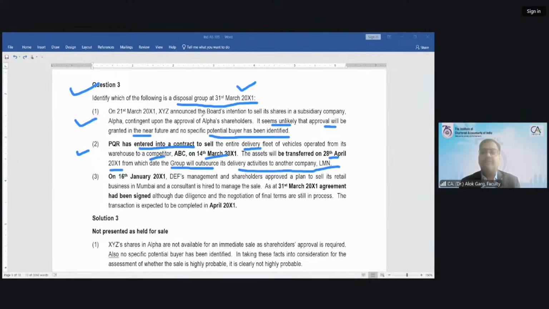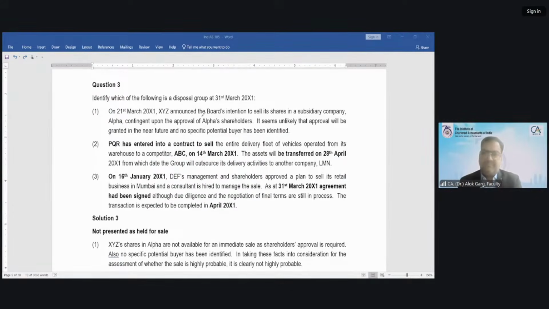What's your view? Saminathan, what would you say? Yes, sir. Group will outsource its delivery activity to another company, LMN. Control is fully with the company only, which means PQR. So how does it matter? I think it is not a disposal group.